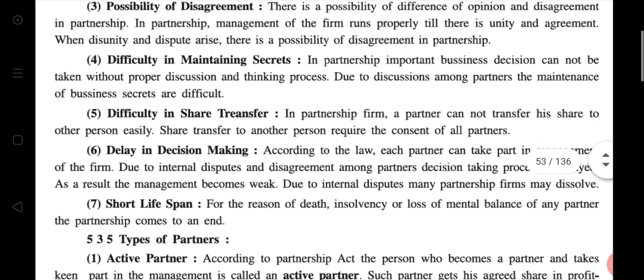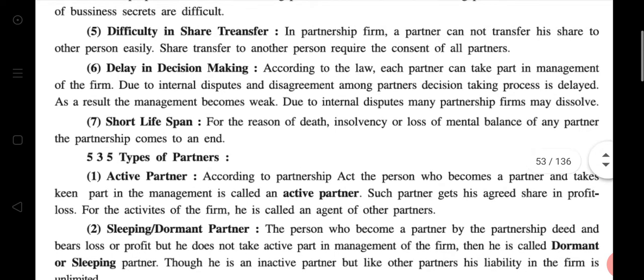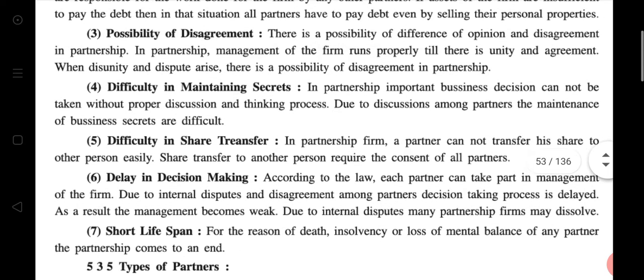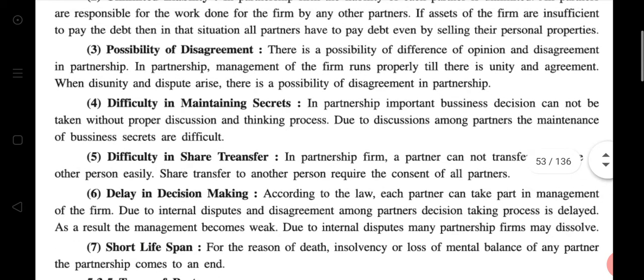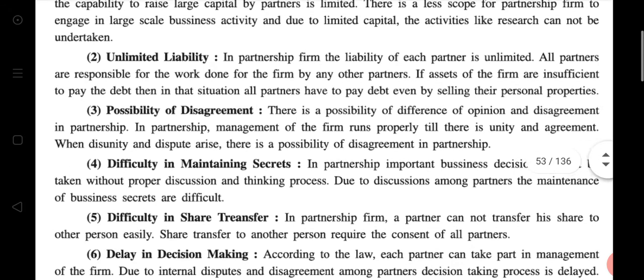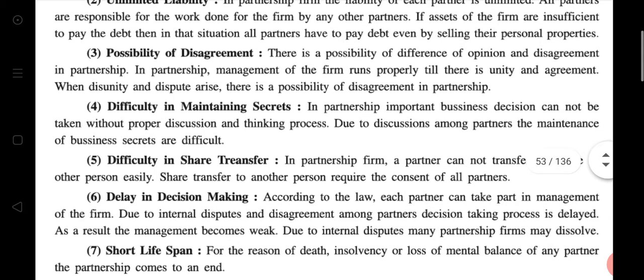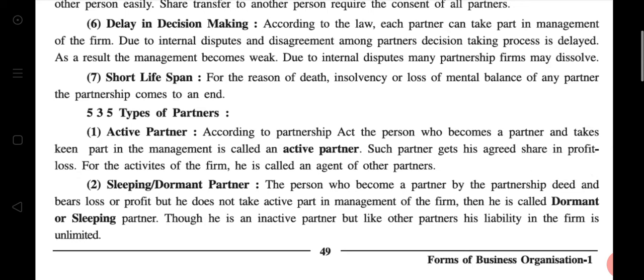Then difficulty in maintaining secret, so you can remember it with secrecy. Then difficulty in share transfer, delay in decision making, and short lifespan. There are a total of 7 points. First one is limited and unlimited. Third one is possibility. Then 4 and 5 are related to the difficulties. And 6 is delay. And 7 is a short lifespan.